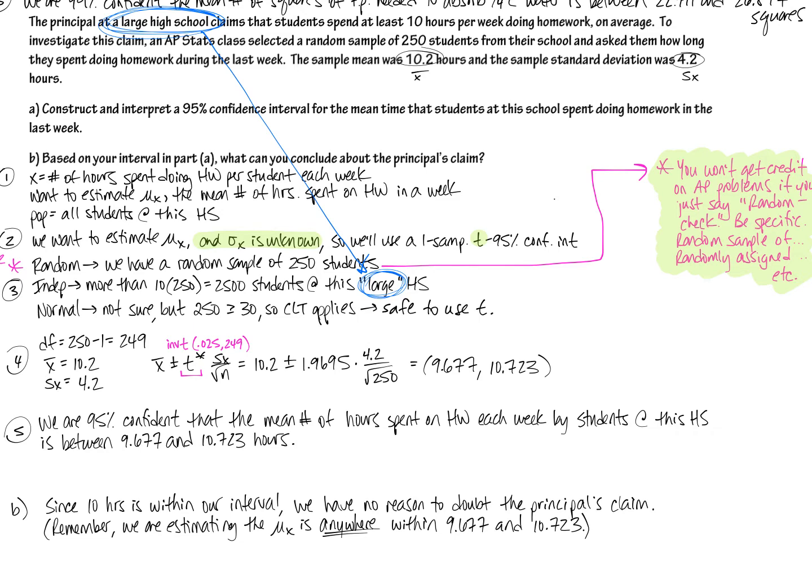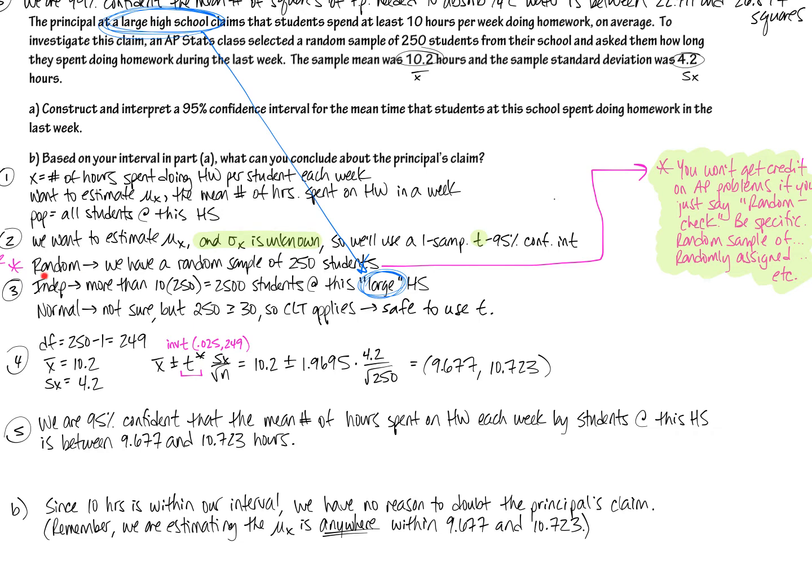To be a little bit more specific than that, remember, an AP exam is a chance to show off all the knowledge that you have and be super professional and eloquent in your writing. So saying we have a random sample of 250 students is better than just saying random, check.